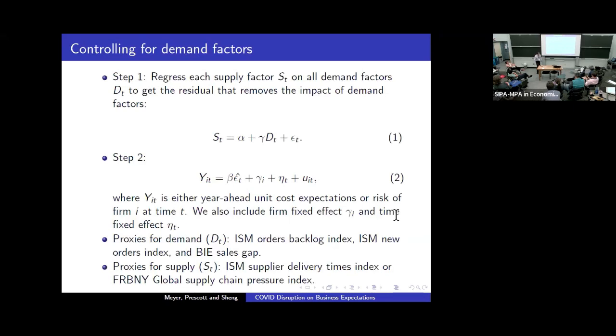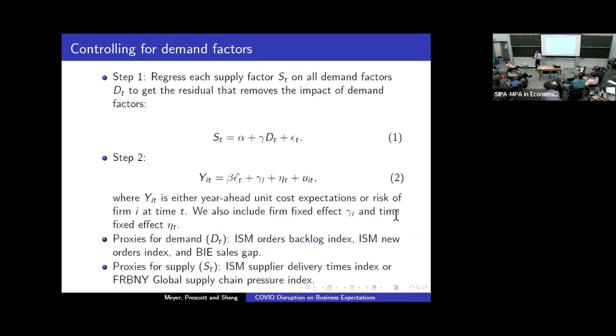Thanks to anonymous referees, we got some nice suggestions here. We take a two-step approach. In the first step, we regress each of the supply factors, either the ISM supply delivery index or the New York Fed Global Supply Chain Pressure Index, on all the demand factors we know, including the order backlog index, the new order index, and also our own sales gap.